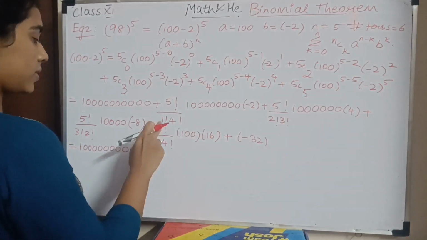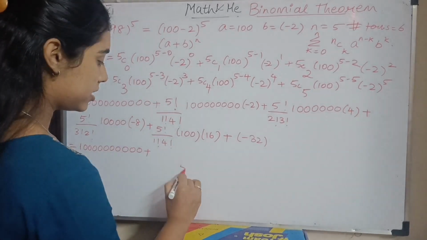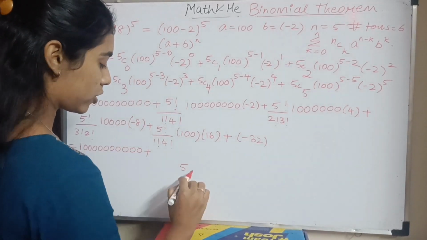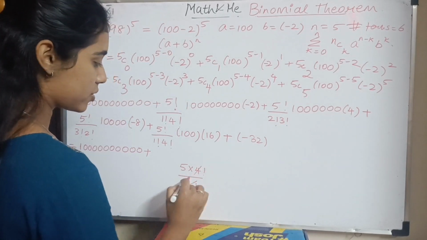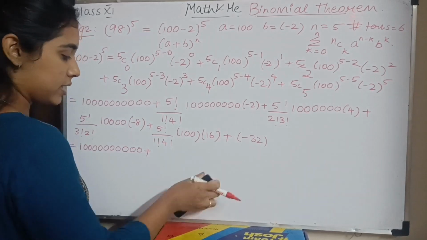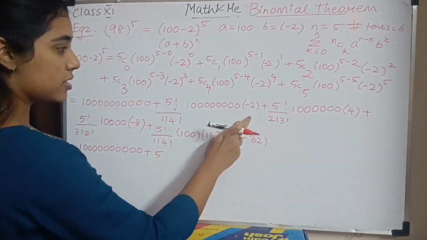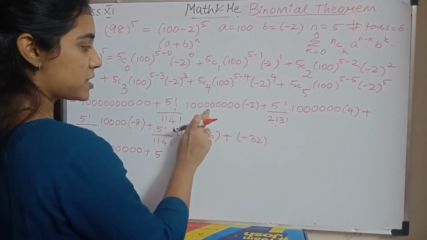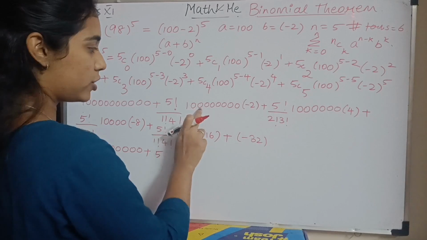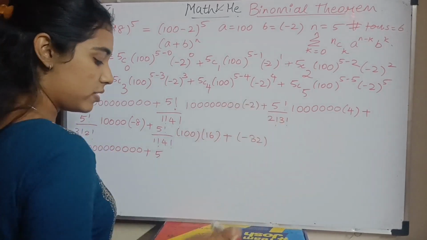Plus 5 factorial divided by 1 factorial, 4 factorial, and you have 5 factorial. 5 factorial can also be written as 5 times 4 factorial divided by 4 factorial. So I have 5, so it is 5 times minus 2, which is minus 10. Minus 10 times this, you get 1, 2, 3, 4, 5, 6, 7, 8. 8 zeros. Times 10, you have one more zero.